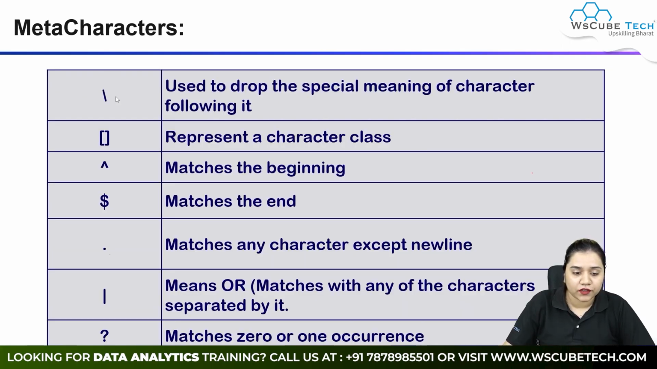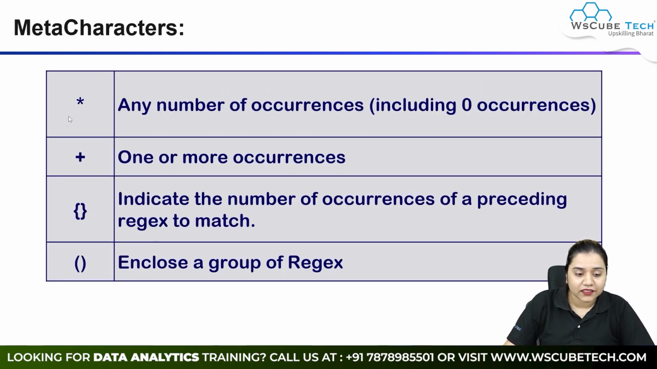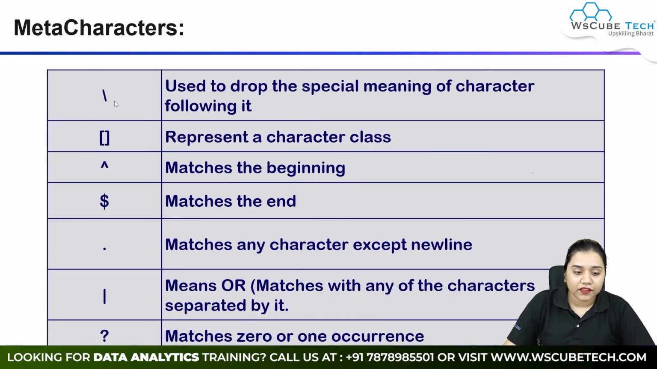Over here, we have different symbols. These are called the meta characters. We have backslash, square brackets, caret symbol, dollar, dot, bar, question mark, star, plus, braces and parentheses. For example, the backslash is used to drop the special meaning of characters. That means whatever special characters we have, for example brackets, caret, dollar, dot, bar, if any of these characters come in our regular expression and you want to drop their special meaning, for that we use the backslash.